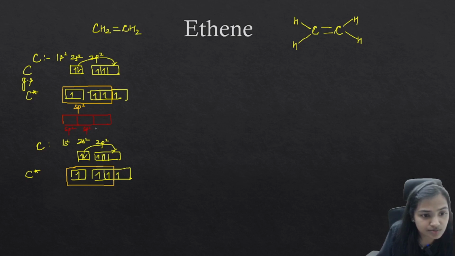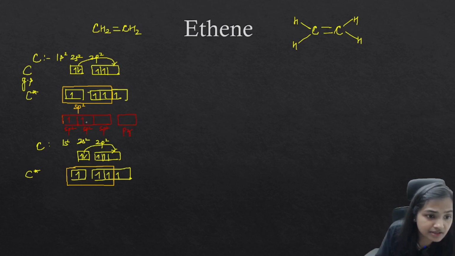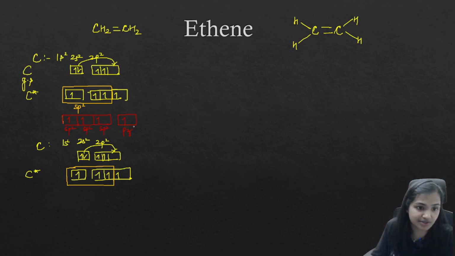This is also sp2 and this is also sp2, and the other one is going to be the pure pz orbital. So this is the most important concept that we need to know. And here we have 1, 2, 3, and this is another pz electron, that will be different. Okay, so we have 3 hybrid orbitals and 1 pure orbital. This is the most important concept that you have to focus on.